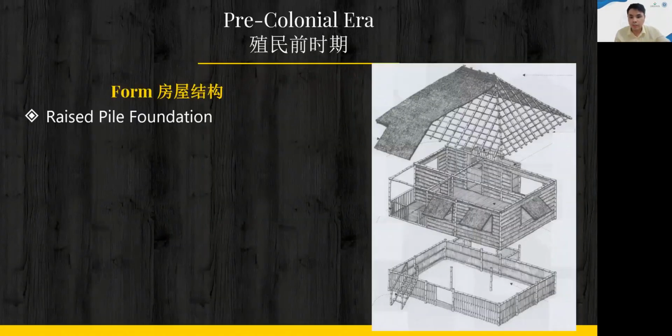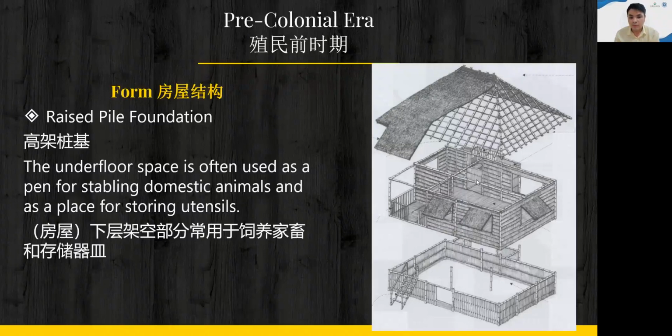And lastly is the raised pile foundation. Aside from protecting the people from flooding and exposure to the ground, the raised pile foundation allows the underfloor space to be used as a pen for stabling domestic animals. It can also be used as a place for storing utensils. Another function of the raised pile foundation is that people can light a small fire in this location to drive away mosquitoes and fumigate the house.